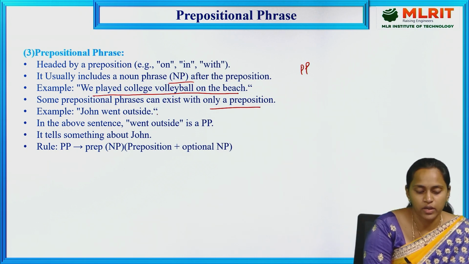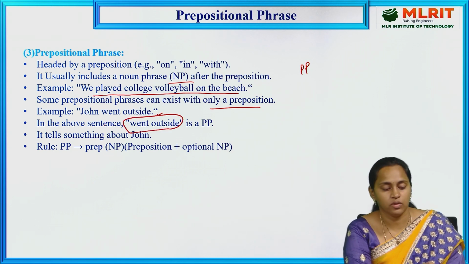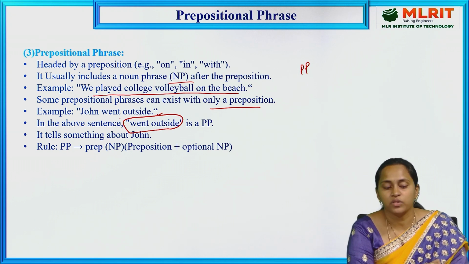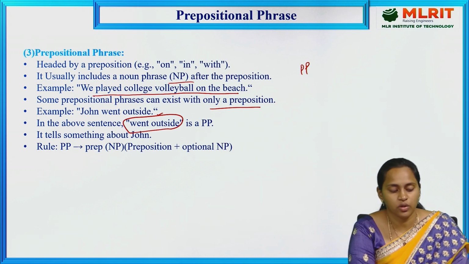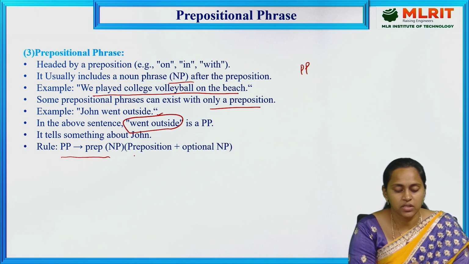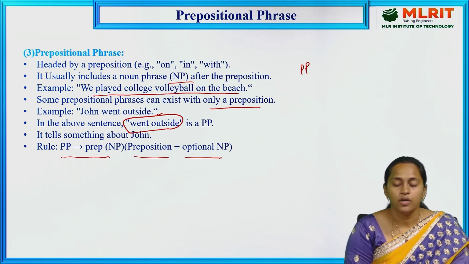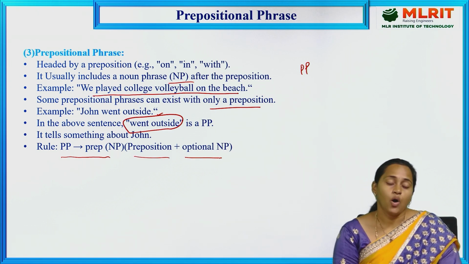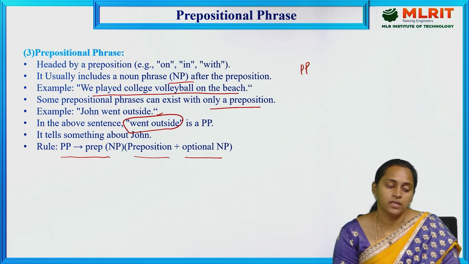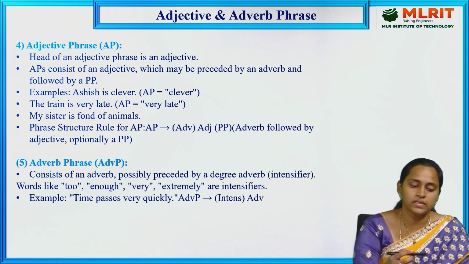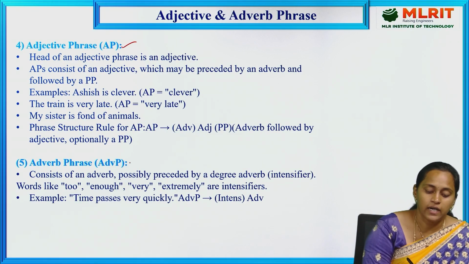Example: John went outside. In this sentence, John is the noun phrase. Went outside is the prepositional phrase. It tells something about John. It is a preposition plus an optional noun phrase. This is about how we declare prepositional phrases in a sentence. Next, adjective phrase. Next, adverb phrase.